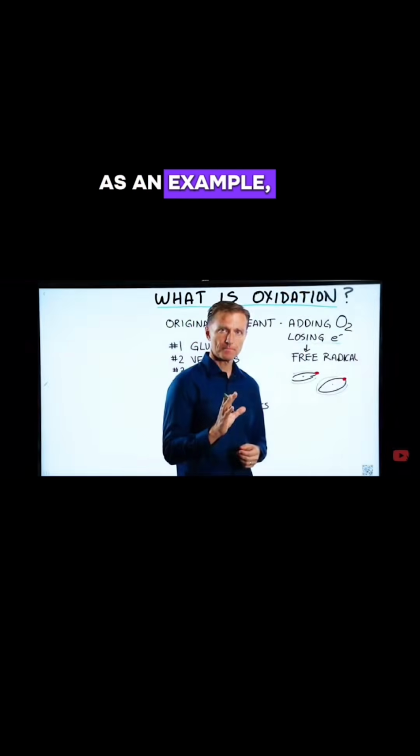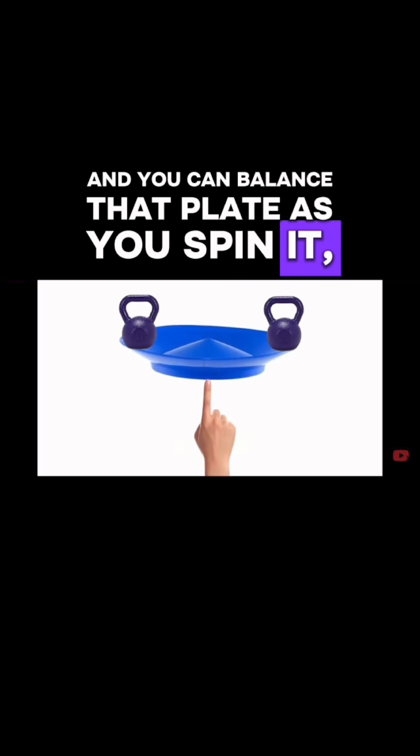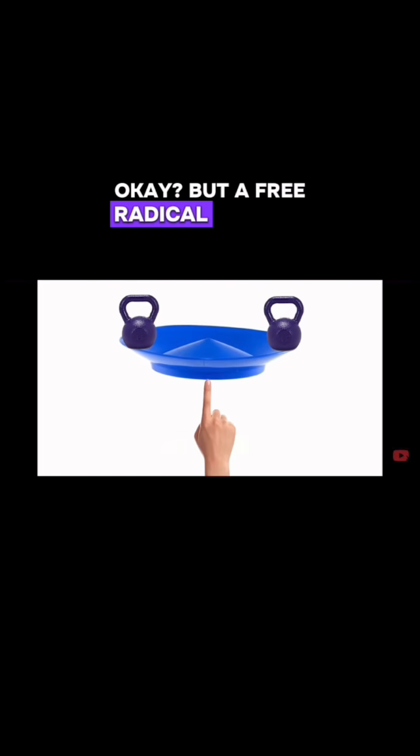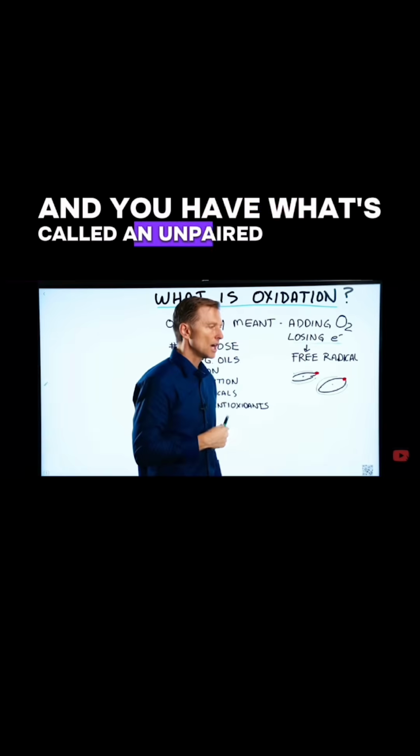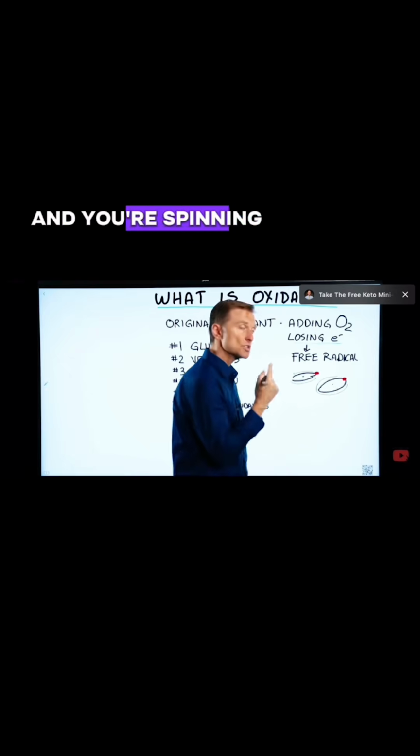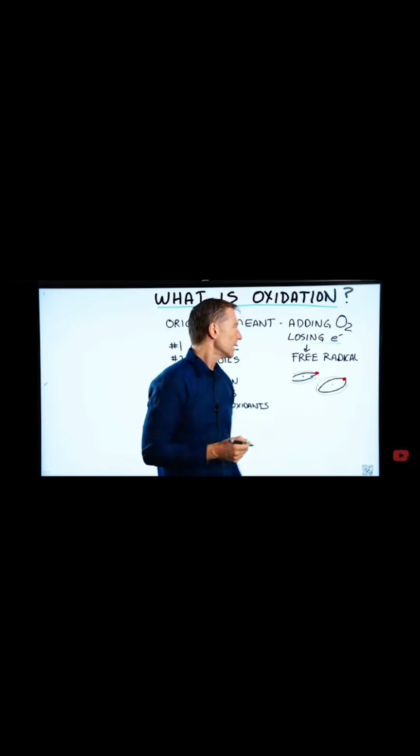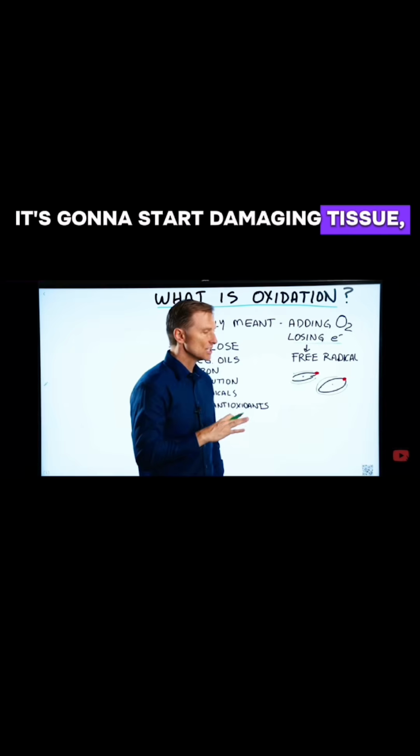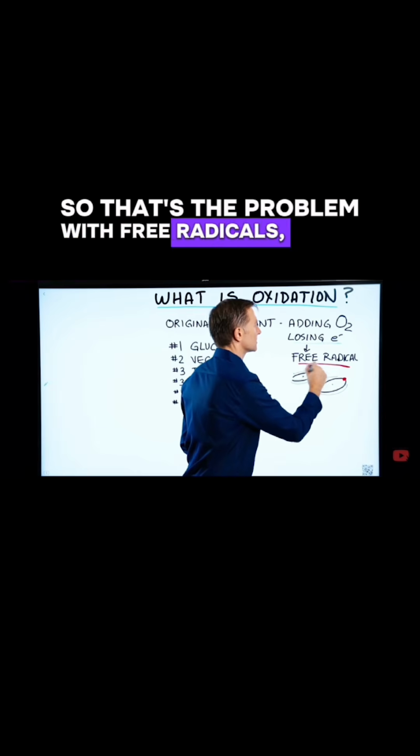As an example, you have this plate and you're spinning it, right, on your finger, and it has two weights on it. And you can balance that plate as you spin it, okay? But a free radical is when you remove an electron and you have what's called an unpaired electron. So it just has one weight on a plate and you're spinning this thing. Well, guess what? It's going to fly off and break something. Well, in the body, it's going to start damaging tissue, DNA, etc. So that's the problem with free radicals, okay?